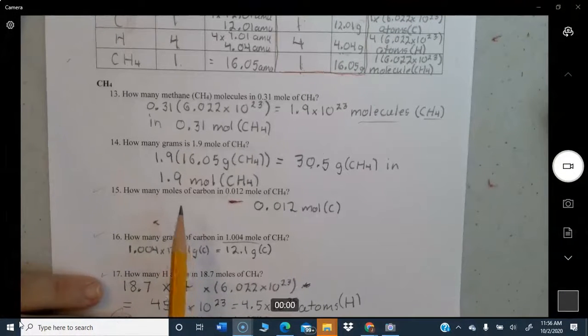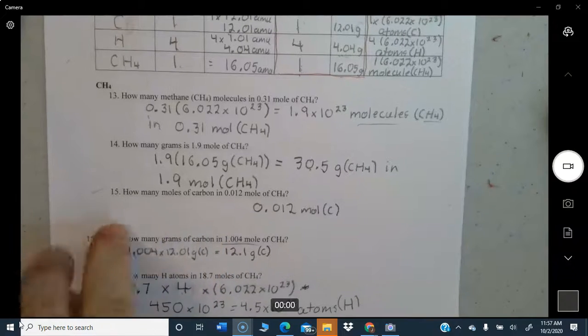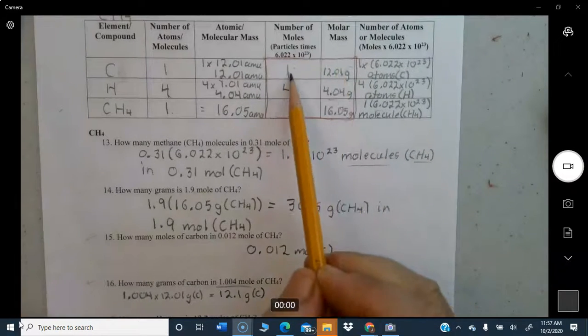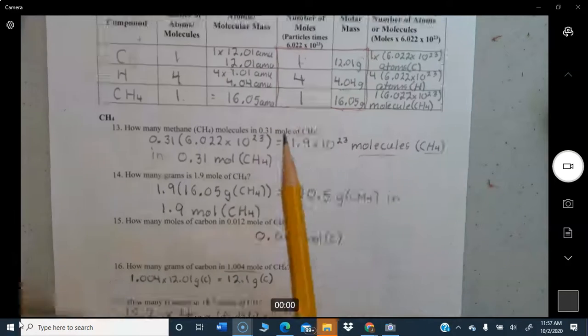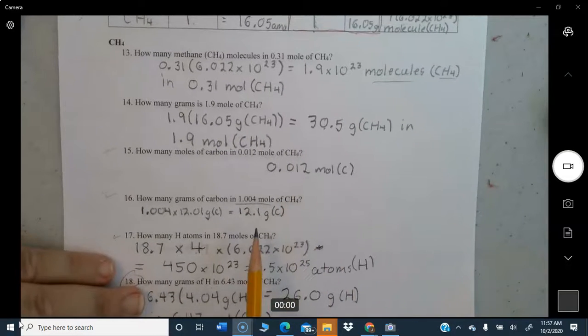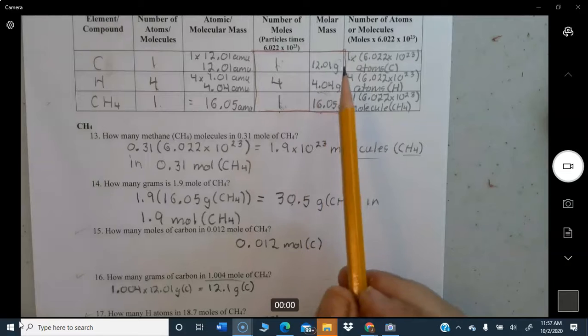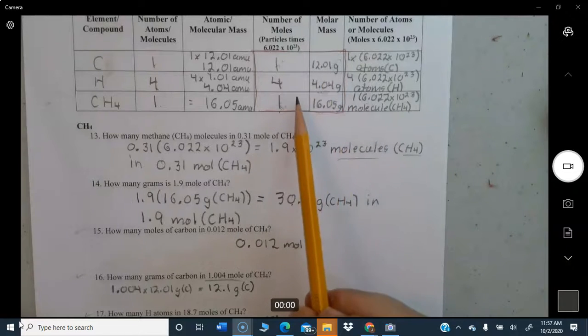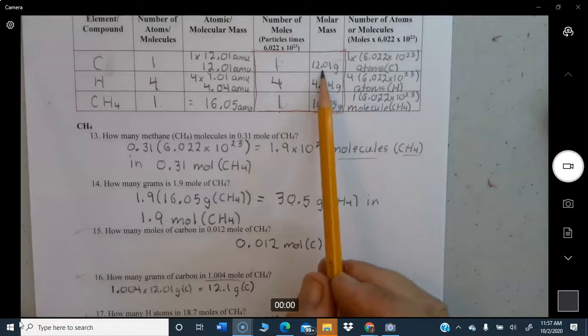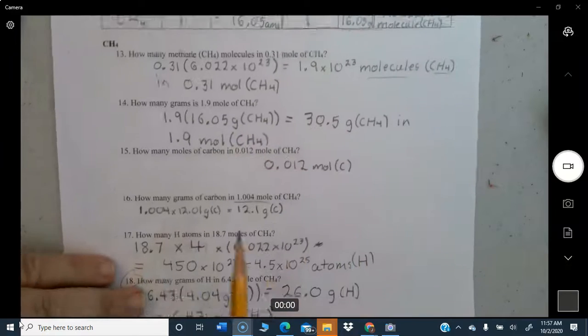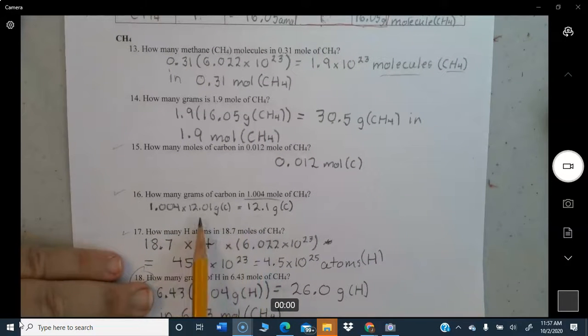Okay, so let's look at these answers quickly for the ones we didn't do. 15. How many moles of carbon in 0.012 moles of CH4? Well, there's 1 mole of carbon for every mole of CH4, so it's a 1-to-1 relationship, so it's 0.012 moles of carbon. Next one. How many grams of carbon in 1.004 moles of CH4? Well, in 1 mole, there's 12.01 grams of carbon, so in 1.004 moles, there would be 1.004 times 12.01 grams of carbon. We just multiply those numbers, and you get a number just slightly bigger than what you had before. It's 12.1 grams of carbon.